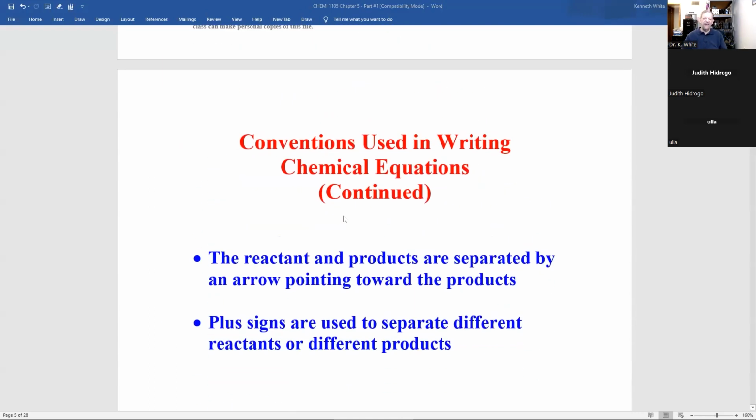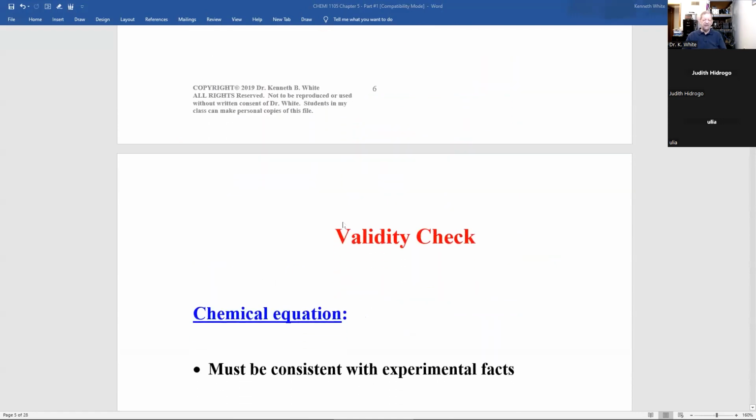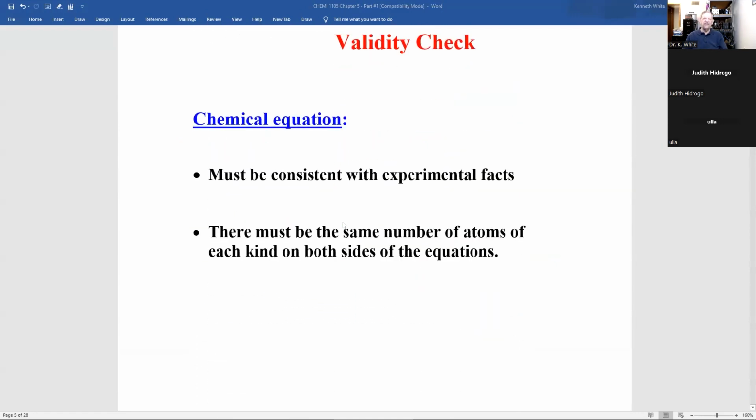Now, I've already talked about this, the convention. Now, there's a validity check. And when you write a chemical equation, it must be consistent with the experimental facts. That means if I had mixed hydrogen and oxygen together and got something else, I wouldn't have put down water. But if you do that, you do get water.